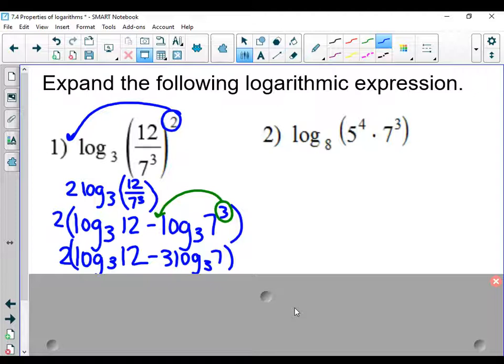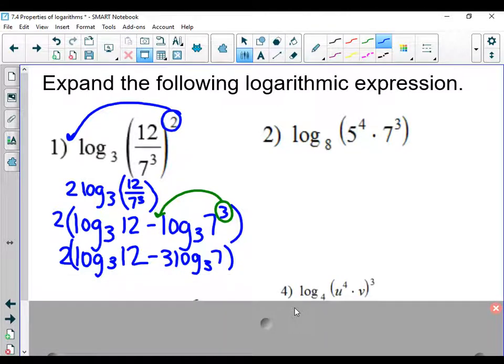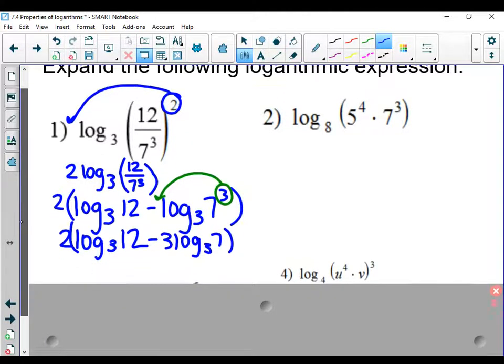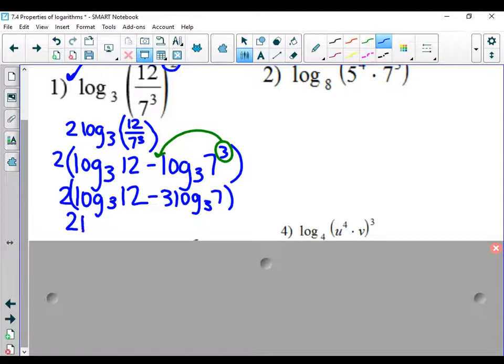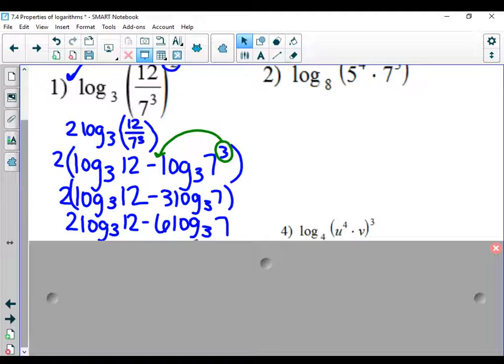And my final last step is to multiply that 2 to the front of both logarithms. So 2 log base 3 of 12 minus 6 log base 3 of 7. That is your final answer. So it's weird when we're expanding, but trust me, to learn condensing, it's easier to expand first and then condense.